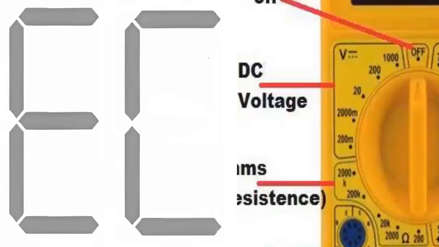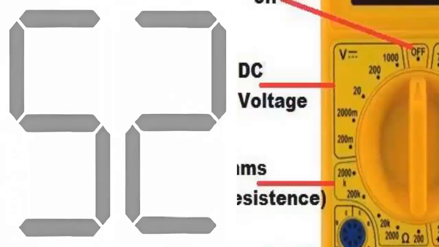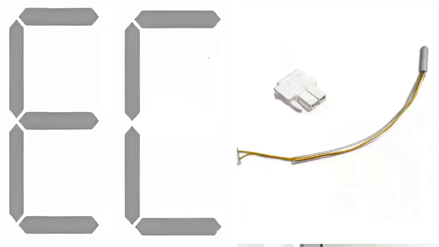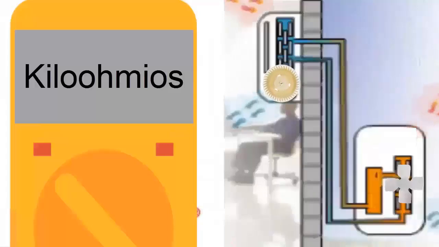D. Use a multimeter to check the electrical resistance of the sensor. Disconnect the sensor and measure its resistance with the multimeter set to the kilo-ohm scale.